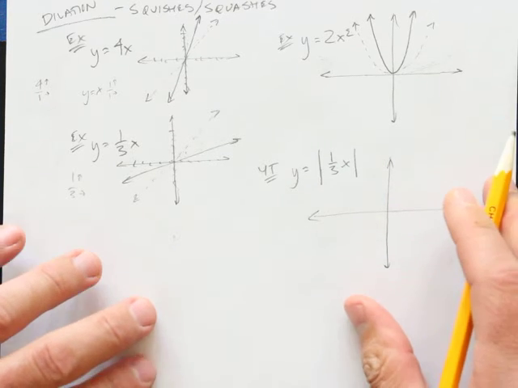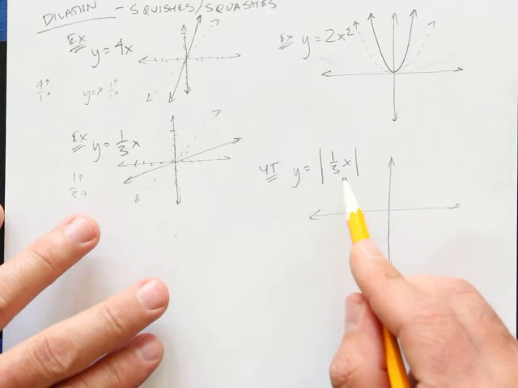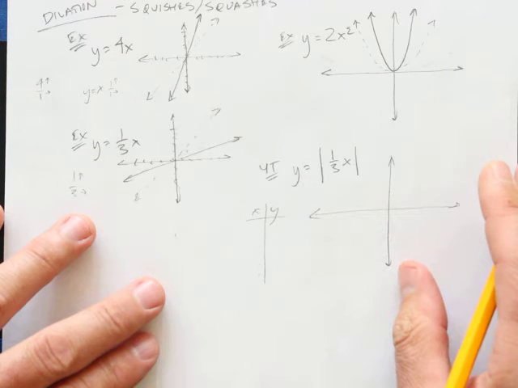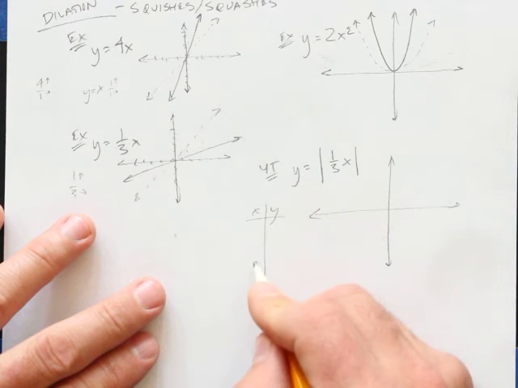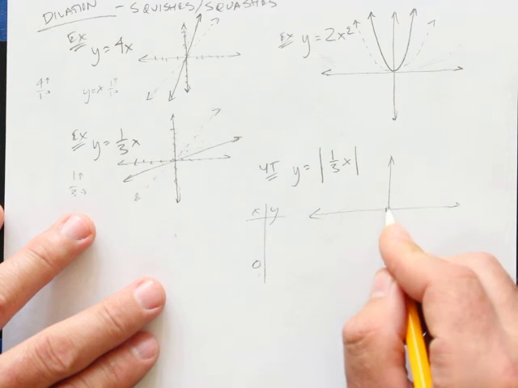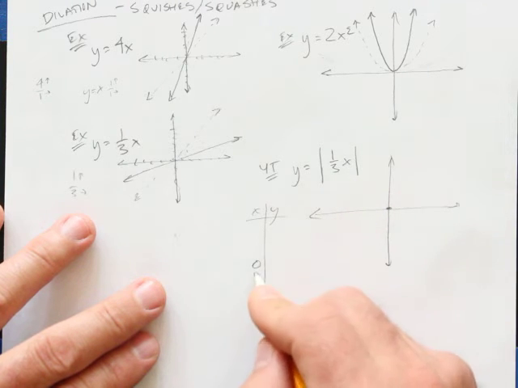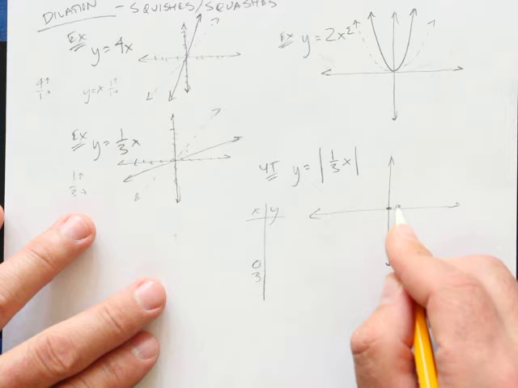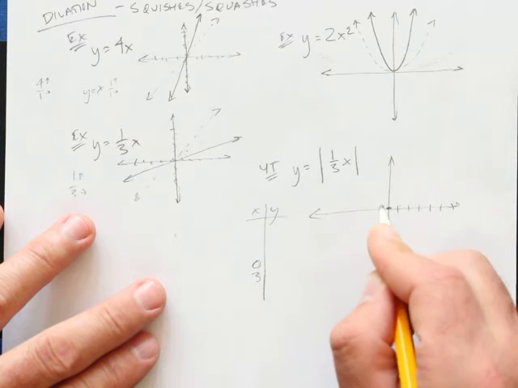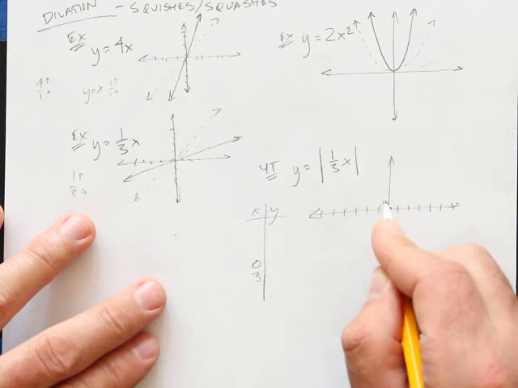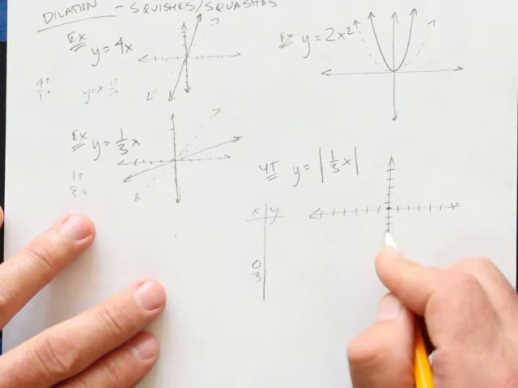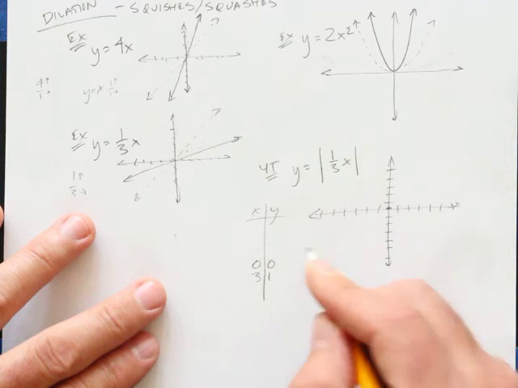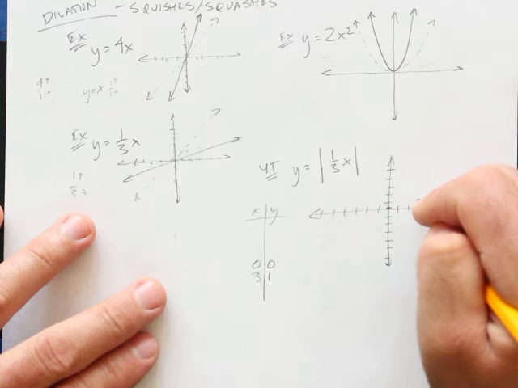1/3 x. Now, if you're ever not sure what this is going to look like, you can always do a t-table and plug in some points and get a good understanding of what this is going to look like. So if I were to plug in 0, I end up with 0, right? If I were to plug in 3 for x, I want to choose numbers that are going to be easy for me. 1/3 of 3 is 1. So 1, 2, 3, 1.